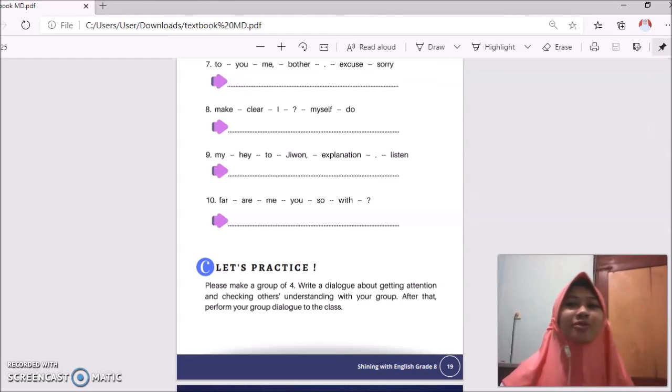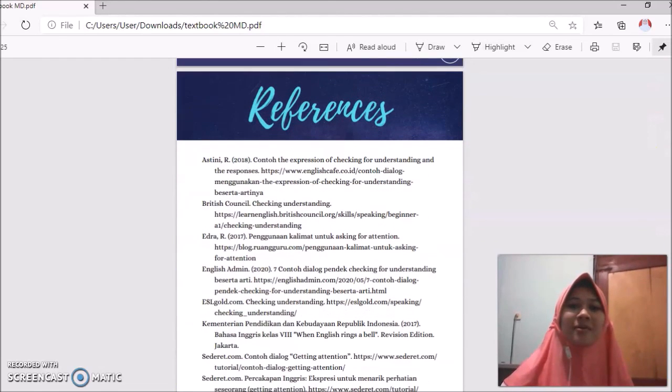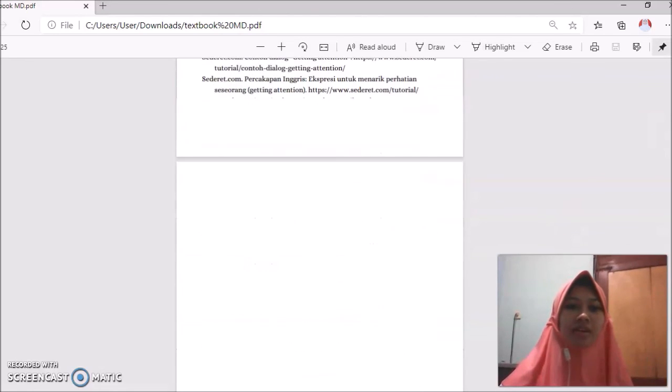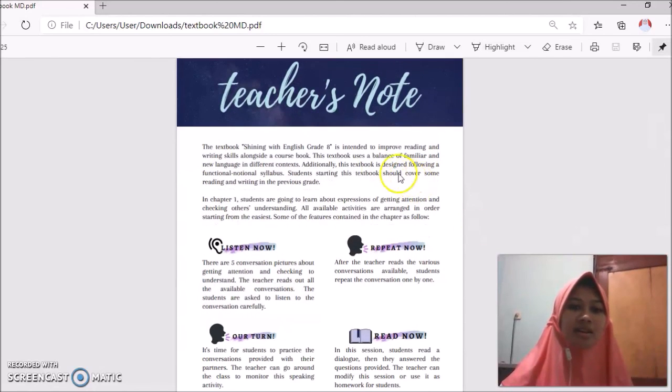Alright, let's move to other features. Well, this is the references containing the source materials I used in my textbook. Next. Well, this is the teacher's note. This feature aims to inform the teacher in carrying out various activities in my textbook.